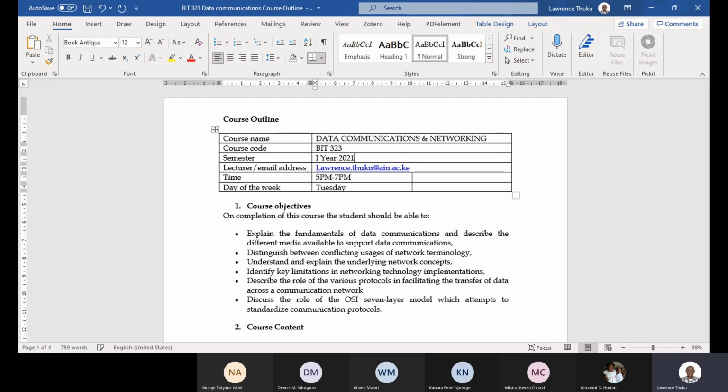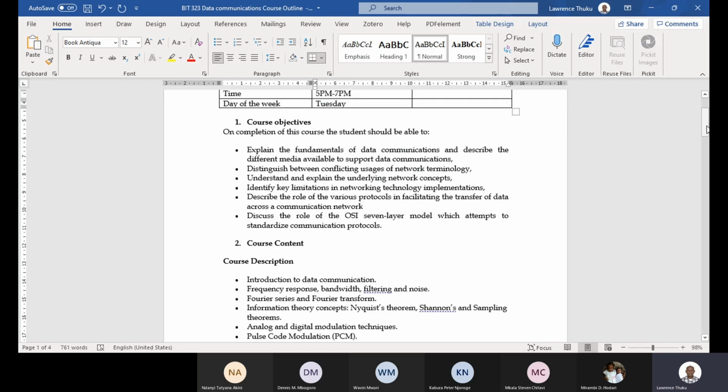Year 2021, so 2022. Should be semester 1. Year 2021. So the timing is as shown there, 5 to 7. And of course, we should be meeting today at 5 p.m.